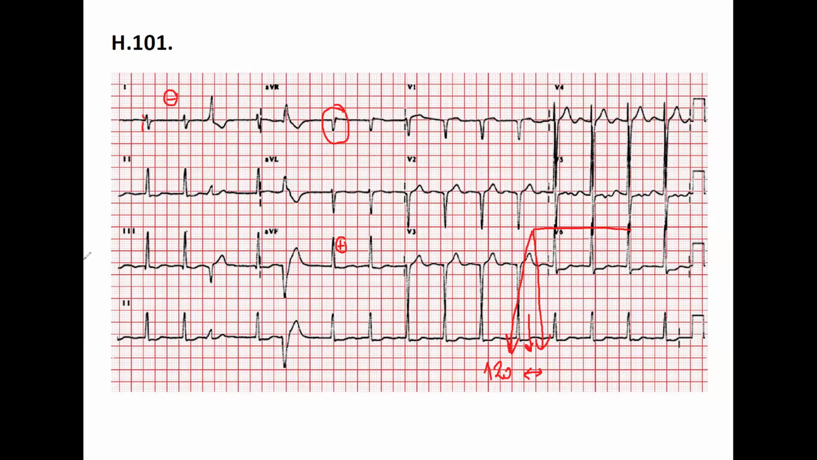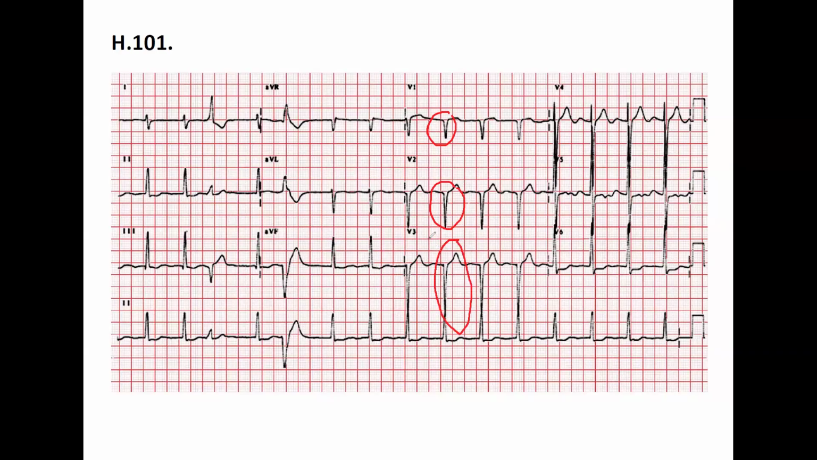Next one, pathological Q wave. Can you see a pathological Q wave? I think there's no pathological Q wave. In 1, 2, 3, AVF, AVL, AVR doesn't count. But look at lead V1, we could see it. Normally it can occur, that's a QS complex. However, you do have the same QS complex in V2 and V3.